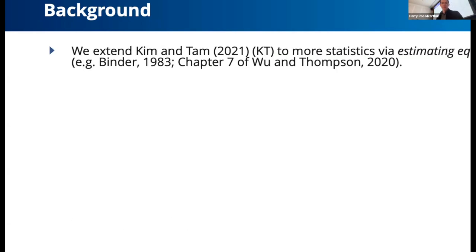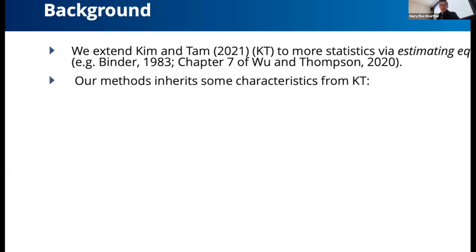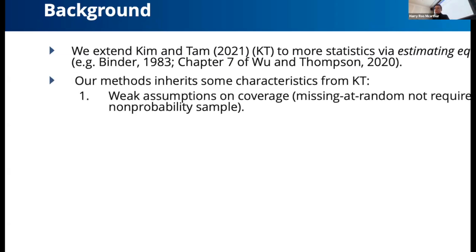And here are some reviews. The method that we're going to be talking about today extends this method by Kim and Tam to more statistics. They deal with means and totals, and we're going to extend their method to a much broader range of statistics. As a result, our method inherits some of their characteristics. So we may have weak assumptions on coverage, so on selection bias. In particular, missing at random is not required for the non-probability sample.